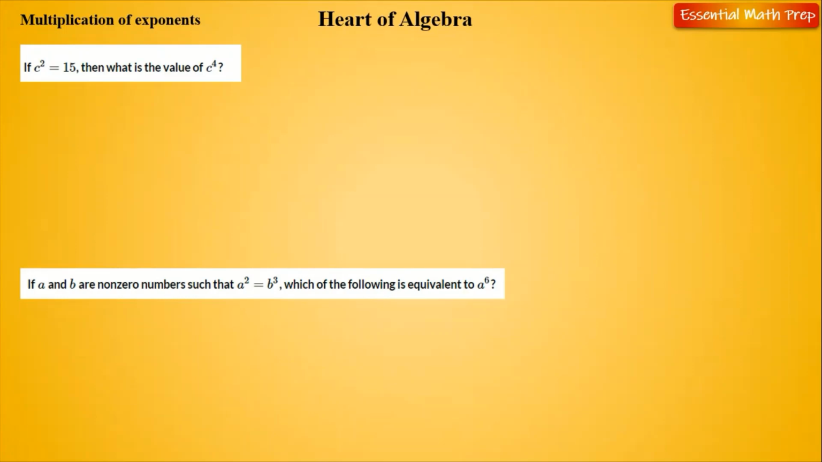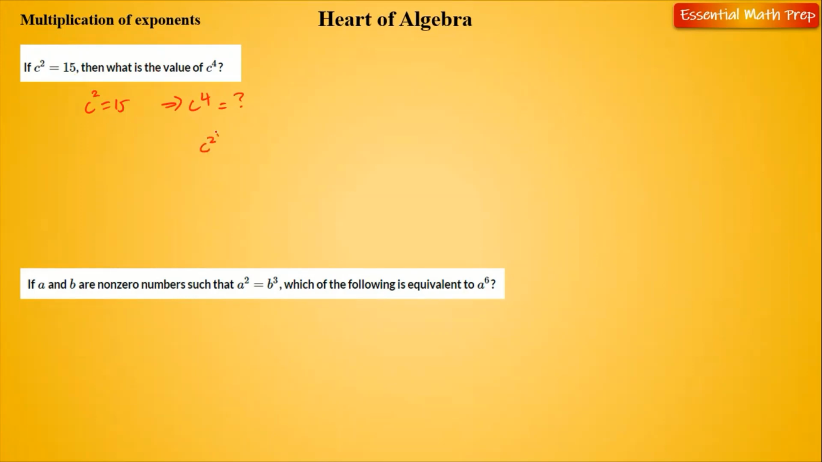We know c squared equals 15. What's the value of c power 4? I don't think the problem could get any easier. So we know c squared equals 15, and we want c power 4. It's better you focus on c power 4 because we already know what c squared is.